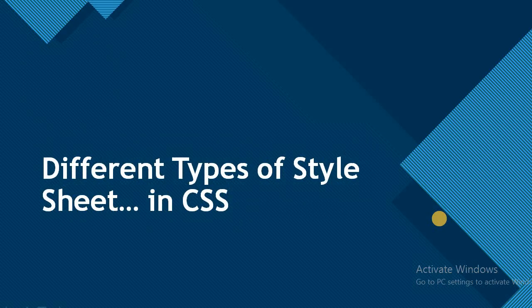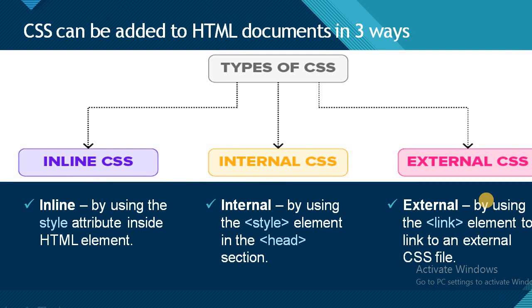Different types of style sheets in CSS. CSS has three different types of style sheet: inline, internal and external style sheets. Inline style sheet is used to define the style attributes inside the HTML elements. The styles will be applicable only to the specific element. For example, if the style attributes are specified inside the h1 tag, it will be applicable only to the h1 tag.